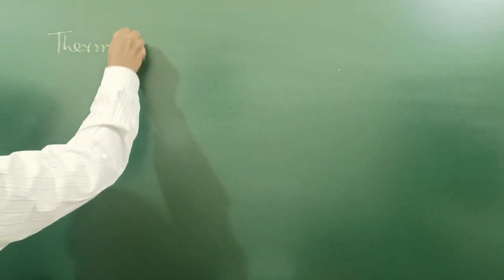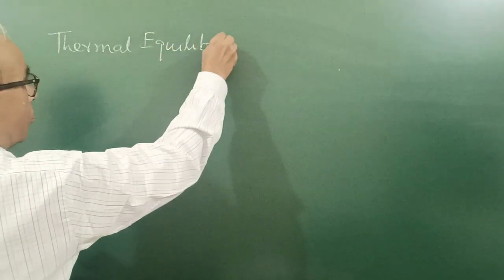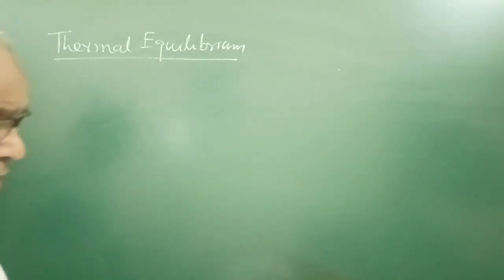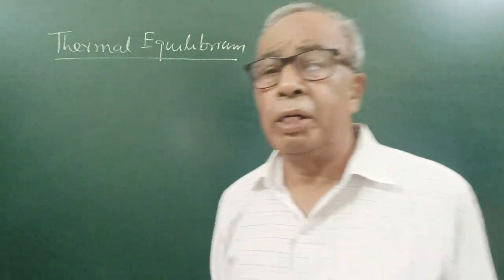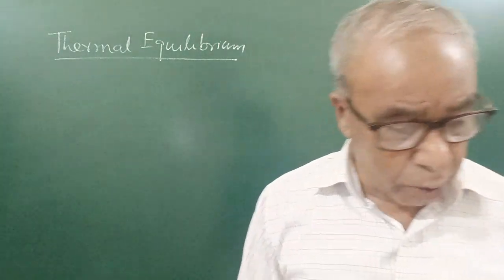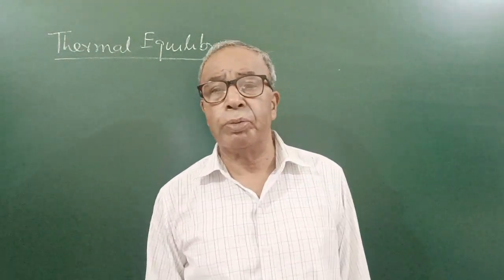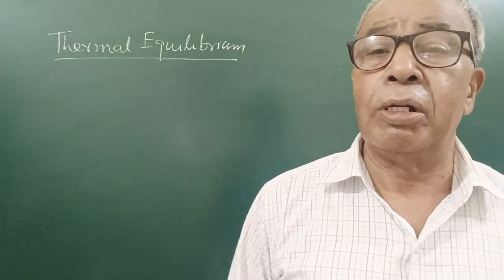Now, there is one term, thermal equilibrium. A learner can state it very easily: when we place a hot body in contact with a cold body, then heat flows from one to another, and after some time the flow stops and both bodies come to the same temperature, and we say that the two bodies are in thermal equilibrium.